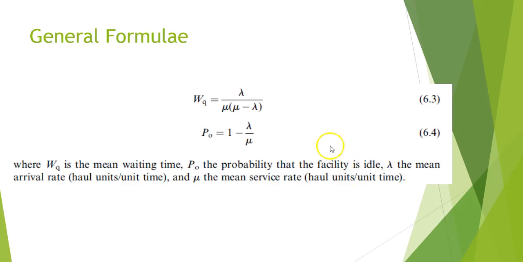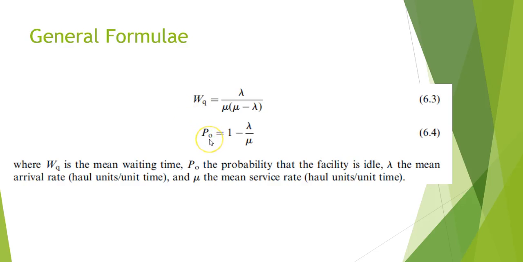That makes sense, right? Waiting time depends on how quickly trucks arrive as compared to how quickly trucks can be served. And ideally you want the service rate to be greater than the arrival rate, otherwise WQ gets larger and larger and your queue gets longer and longer.